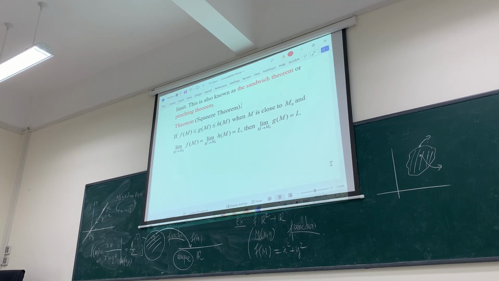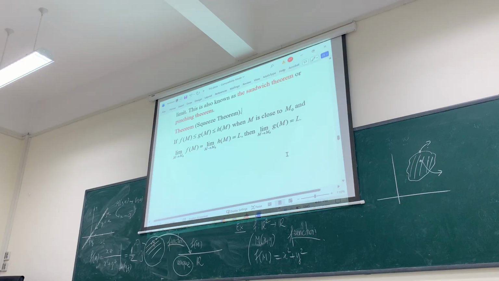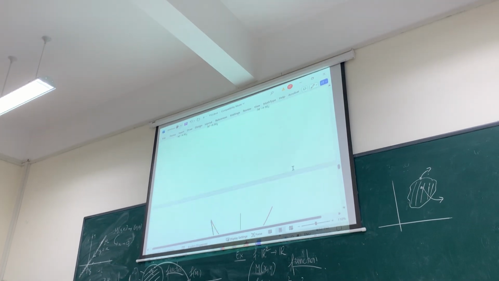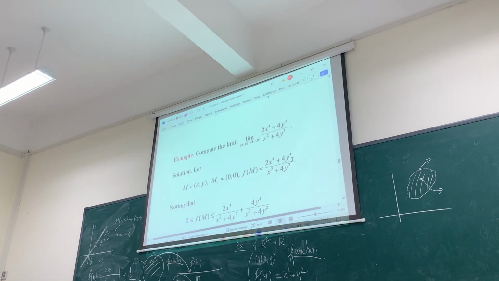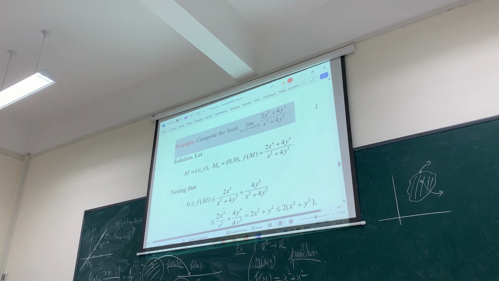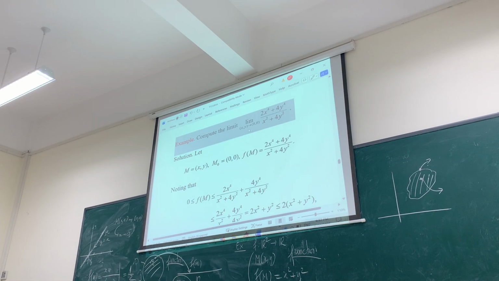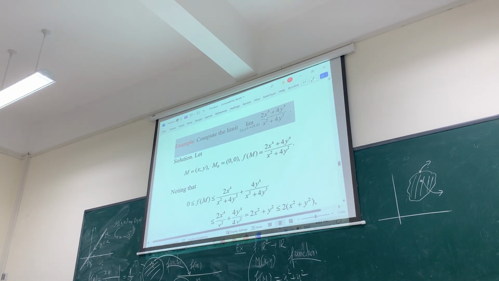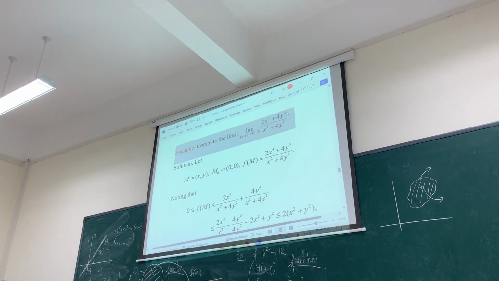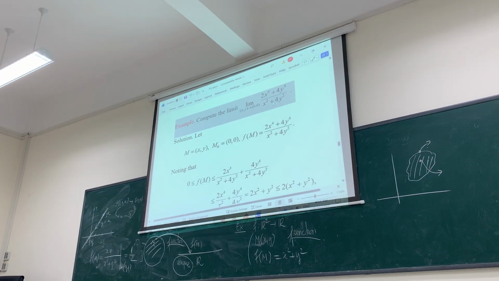Okay. Now, continue. I give you the example. We can apply the squeeze theorem to calculate the limit. Now, let me give you an example. We need to compute the limit as the point (x, y) tends to (0, 0) of (2x^4 + 4y^4) over (x^2 + 4y^2). Now we want to find the limit.